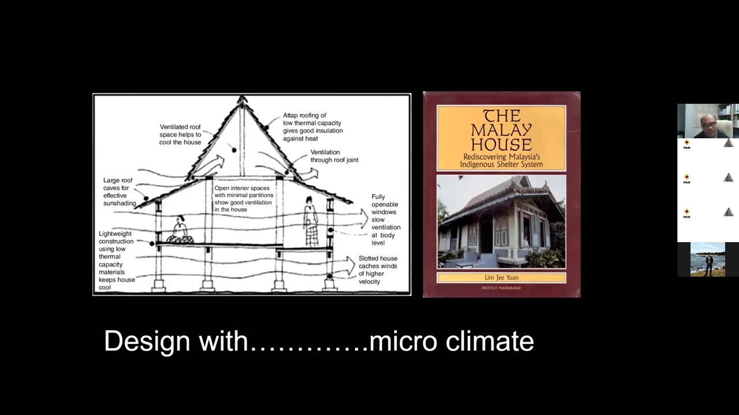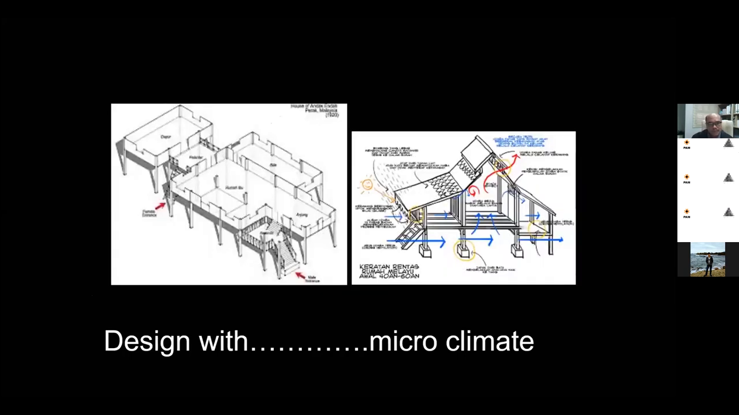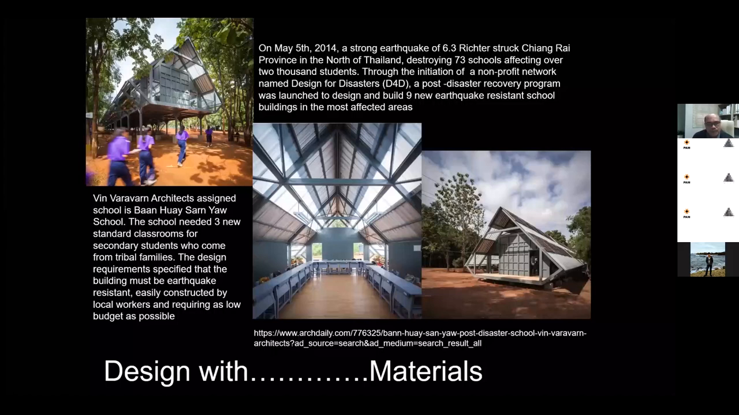Just by having this elevated, or buildings on stilts, it also minimizes the damage done to the ground. So again, when you're looking into microclimate, always have this reference of the Malay house that you can emulate. So that's what happened in Thailand also.